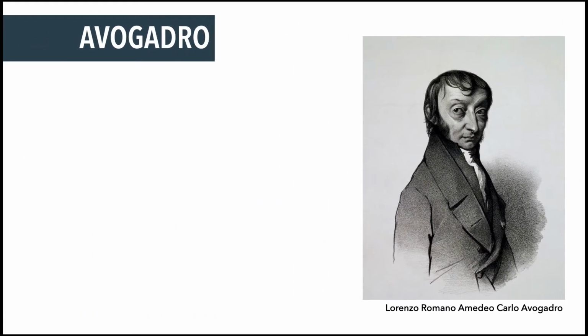Lorenzo Romano Amedeo Carlo Avogadro, or Avogadro for short, has already graced us with his presence. If you recall, we introduced his constant, Avogadro's number, during our discussion of the mole. But where did this constant come from? It was originally related to the number of molecules or atoms present in a volume of gas at standard temperature and pressure. See, Avogadro wanted to know how volume was related to moles.